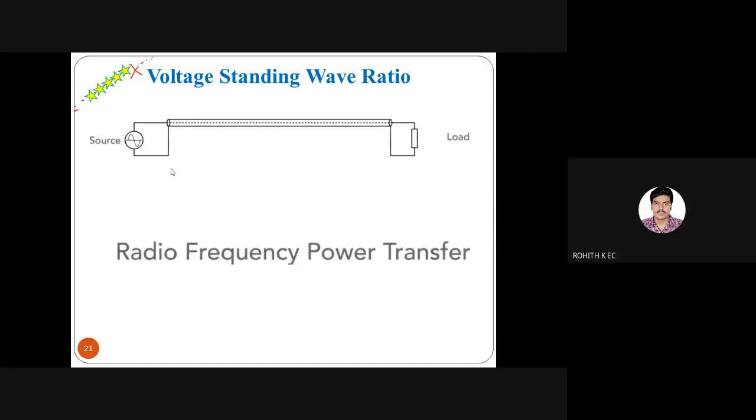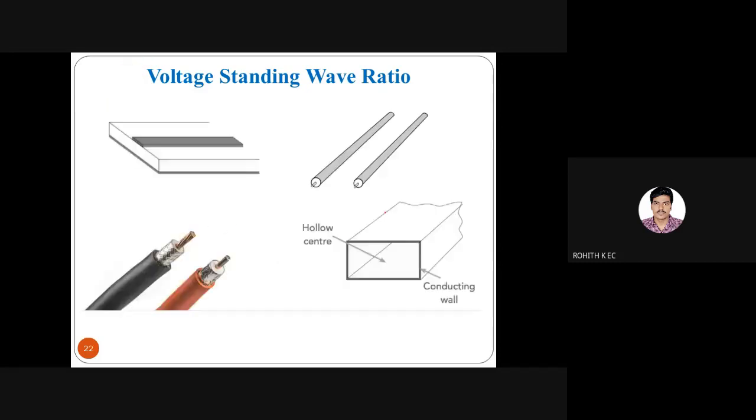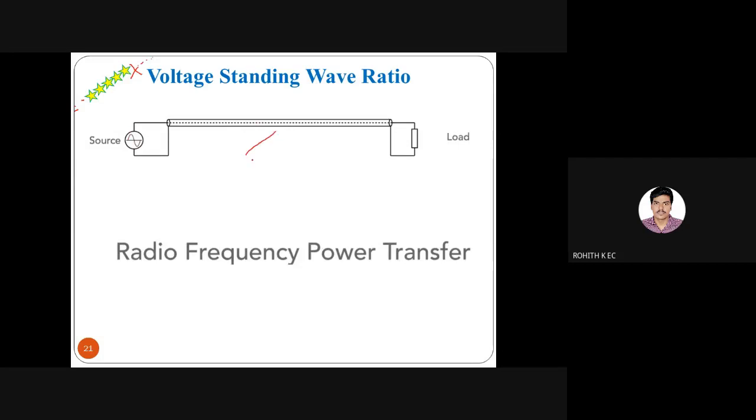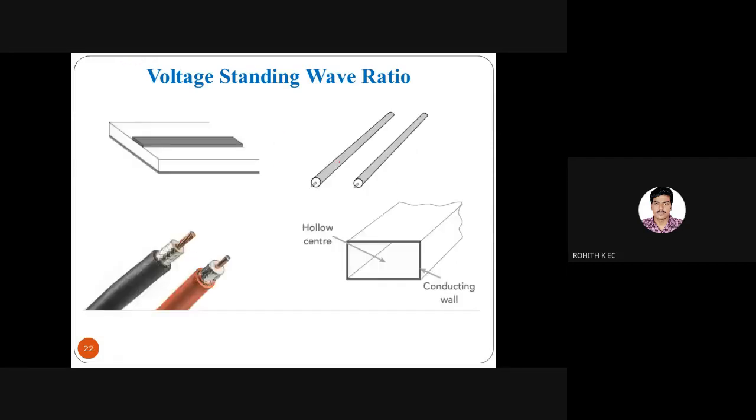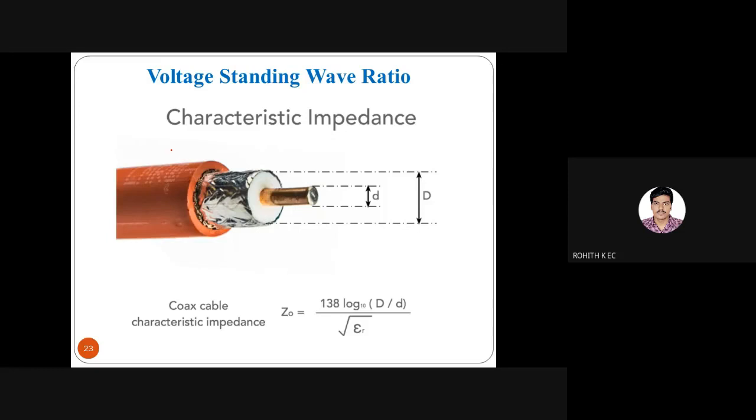So whenever we want to transmit some signal or power from point A to point B, from source to load, we will use a communication medium or a channel for transmission of radio frequency power. And these communication channels can be either a coaxial cable or a two wire cable or a waveguide or a strip line like this. Okay. And each of these transmission lines will have its own characteristic impedance, and this is the characteristic impedance of the coaxial cable, Z naught.